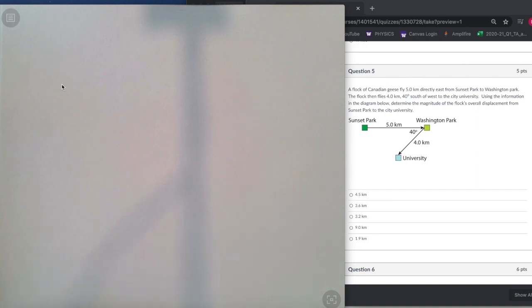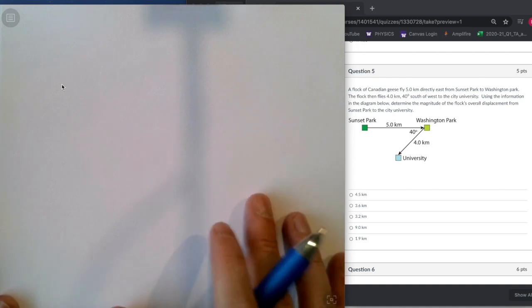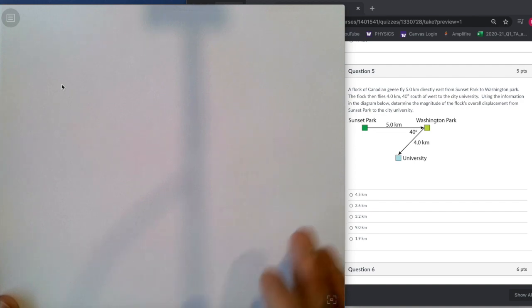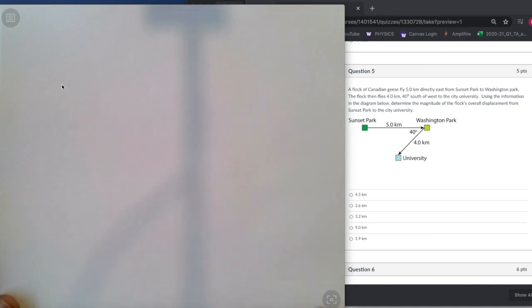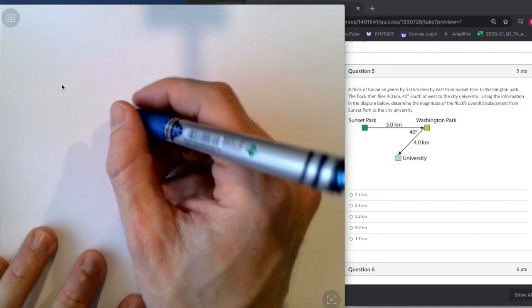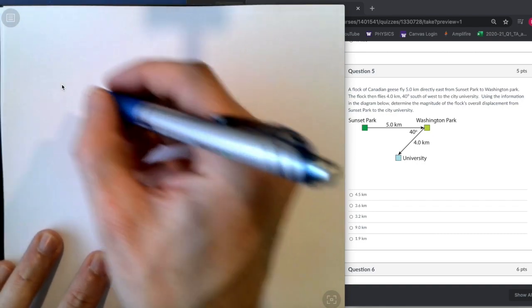Okay, so in question 5, this is sort of on displacement, but also sort of on vector mathematics and thinking about summing vectors by components, so vectors in 2 dimensions. So we've got a displacement of a flock of geese of 5 kilometers directly east, and then 4 kilometers 40 degrees south of west. And we're trying to figure out the magnitude of the displacement from the Sunset Park to the university. So I'll start up here in the top right.